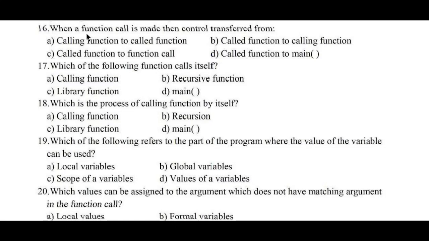Question number 16. When a function call is made, then control is transferred from option A, calling function to called function; B, called function to calling function; C, called function to function call; D, called function to main function. Here option A, calling function to called function.